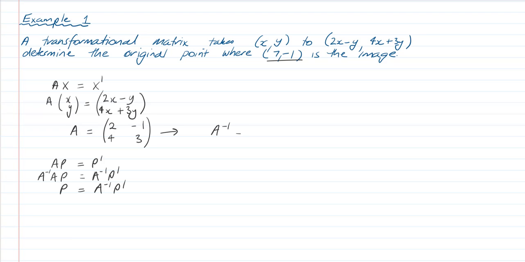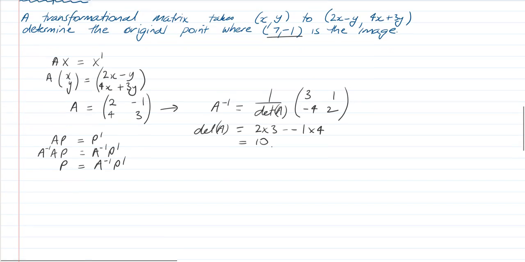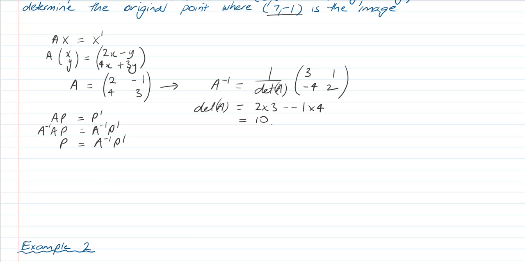And A inverse in this case is 1 over the determinant of A times [3, 1; negative 4, 2], and the determinant of A, det A, is equal to 2 times 3 minus negative 1 times 4. And that's equal to 10. Okay, so we've got some information there that's going to really help us.